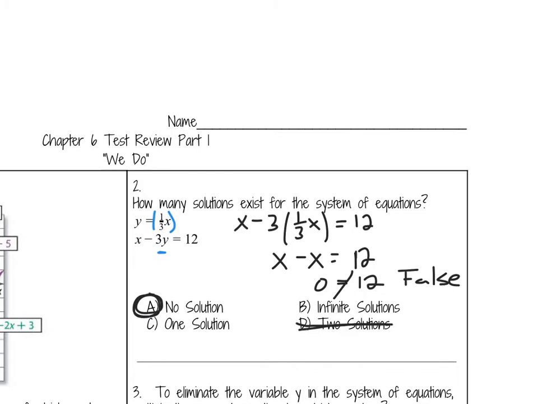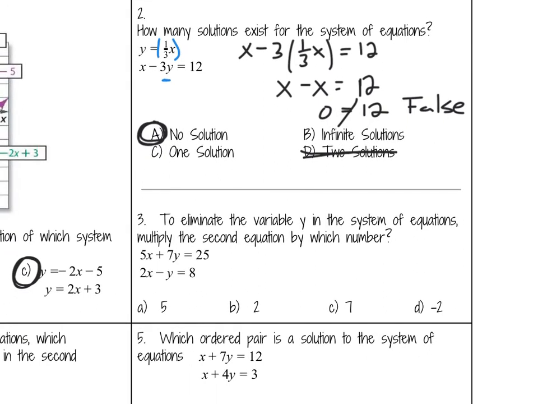All right, so hopping down now to number 3. Number 3 is asking about elimination. Now, they're not actually asking me to solve this problem. They're actually just asking me to find, if we read the directions, they say to eliminate the variable y, so I'm looking to get rid of the y's here. In this system of equations, multiply the second equation by which number. So I'm simply looking for the number that I will use in order to eliminate the y's in this problem.